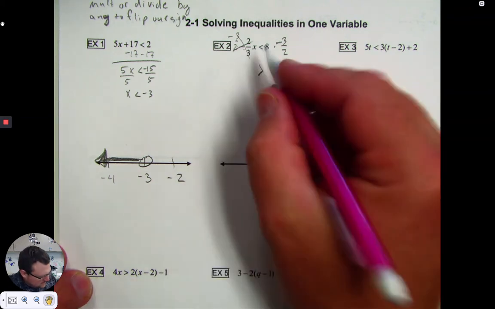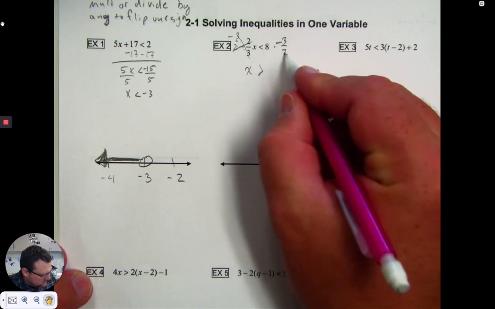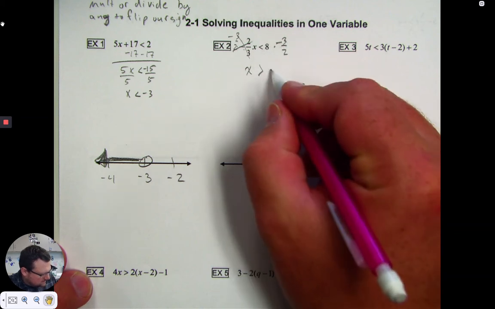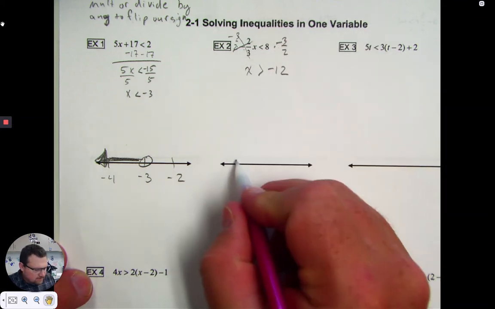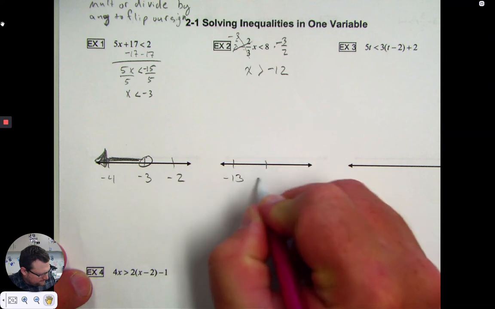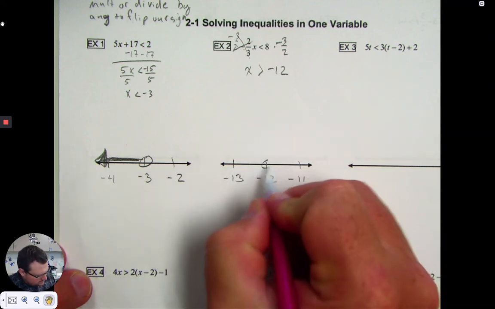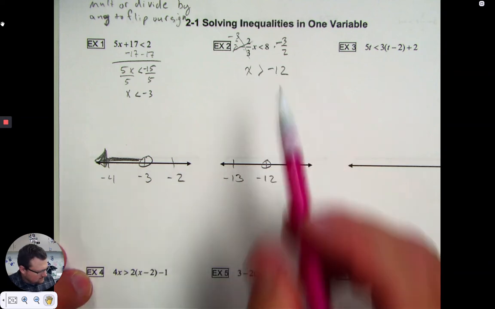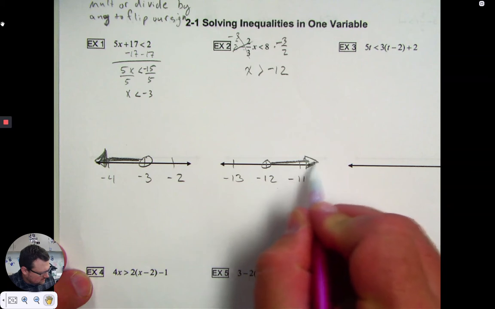Now we have just x left on this side, and on the other side, 8 divided by 2 is 4, times a negative 3 is a negative 12. If you want to write that out in two separate steps, that's totally fine, but I just did it in one. So now we have x is greater than a negative 12, so negative 13, negative 12, negative 11, open circle at the negative 12, and then x has to be greater than that, which are the numbers to the right.